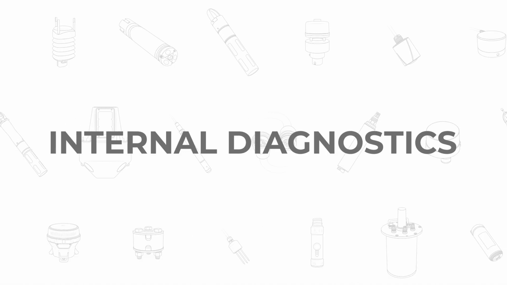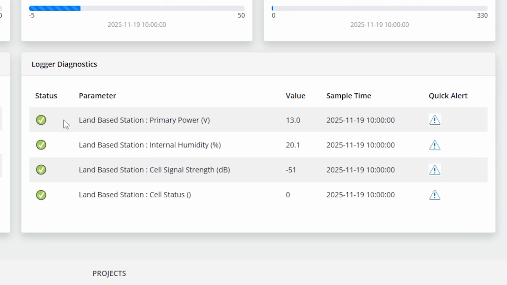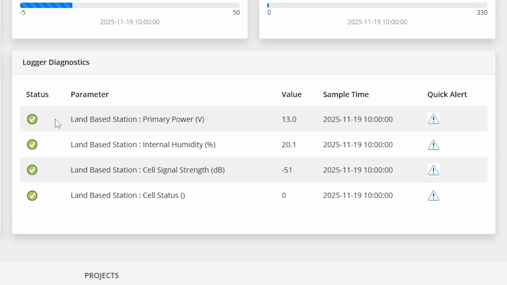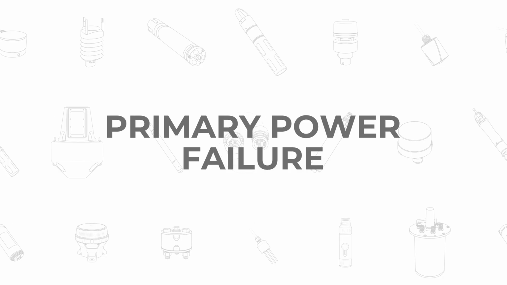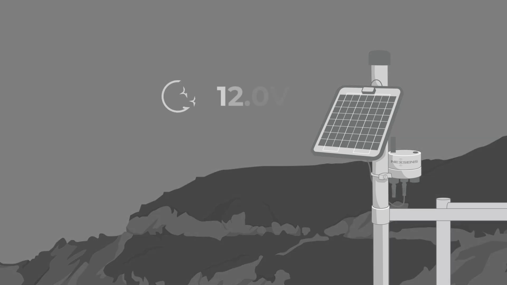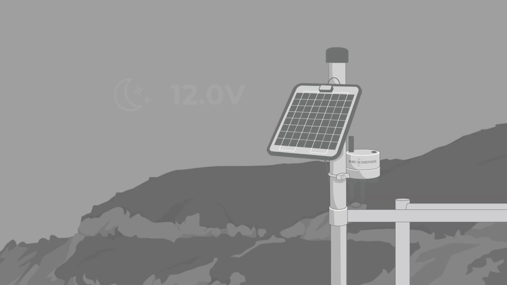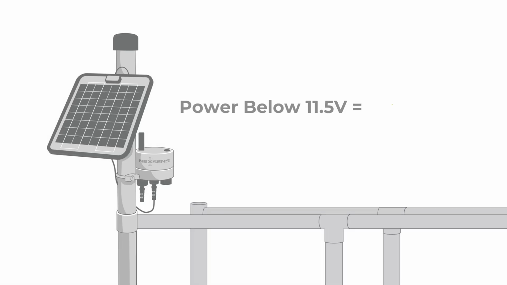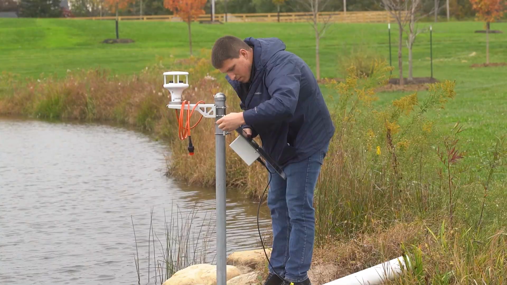WQ Data's internal diagnostics for X3 loggers include primary power, internal humidity, and cellular signal strength, along with the time they were last transmitted. The primary power on solar charged systems will increase to approximately 14.5 volts on sunny days and return to near 12 volts as the sun recedes. A power below 11.5 volts is the likely cause of lost communications and field troubleshooting is required.